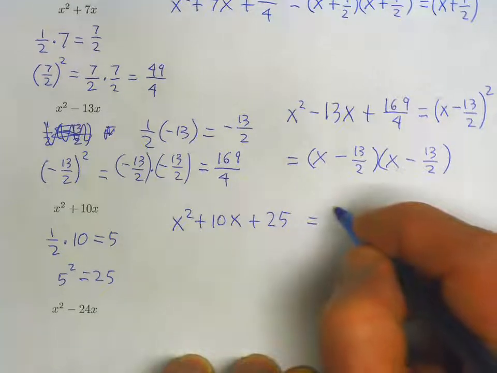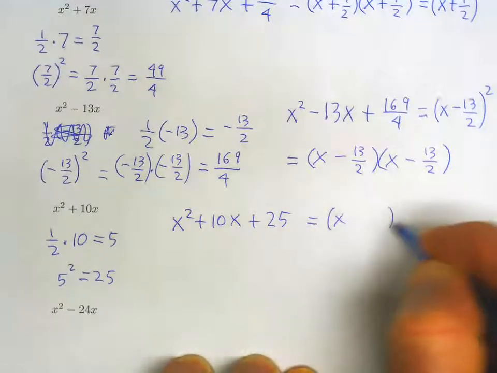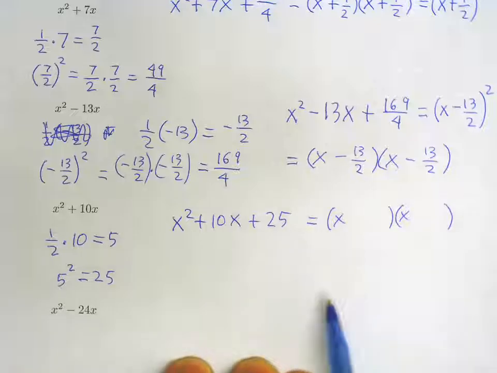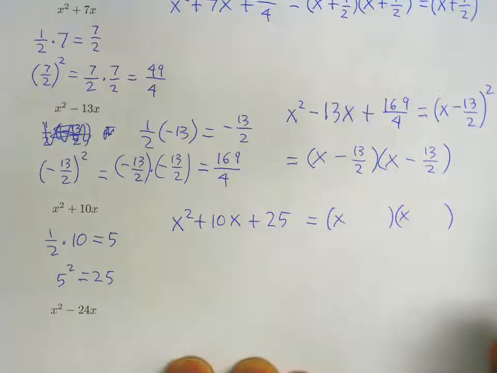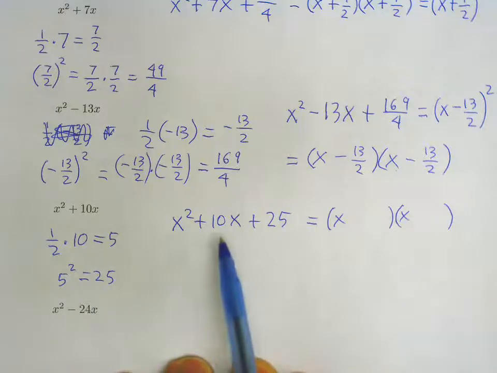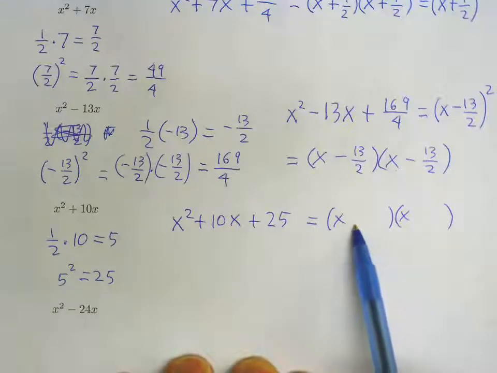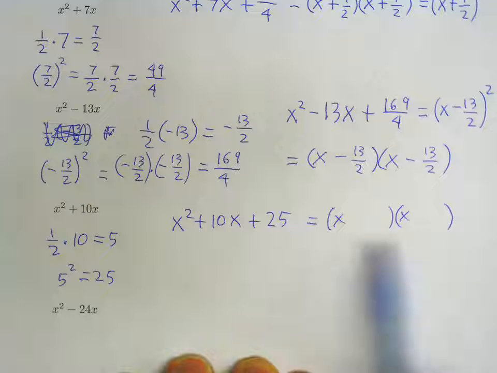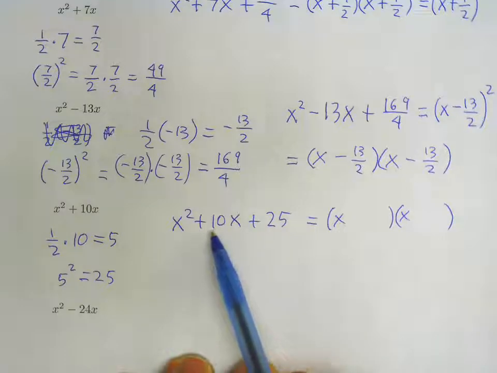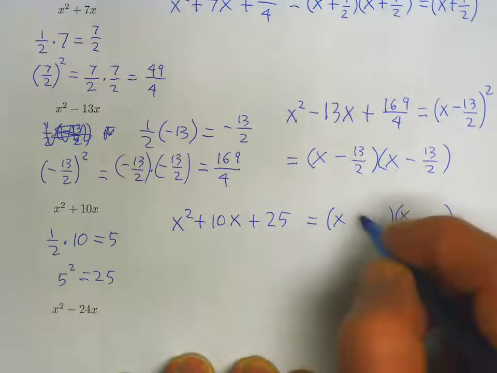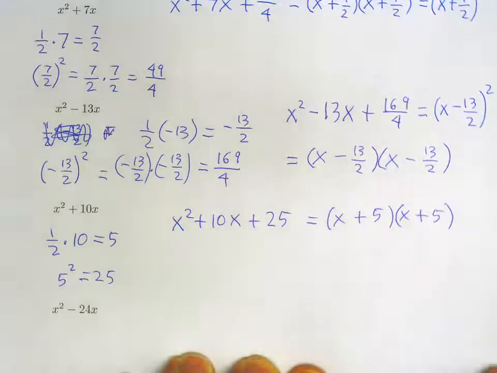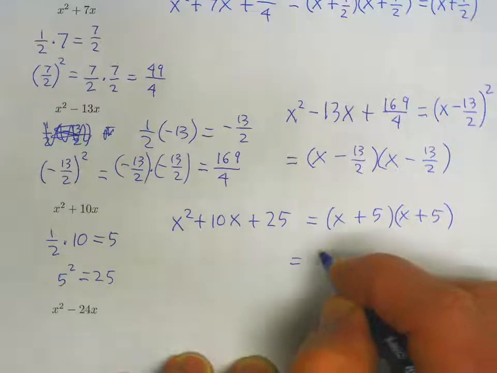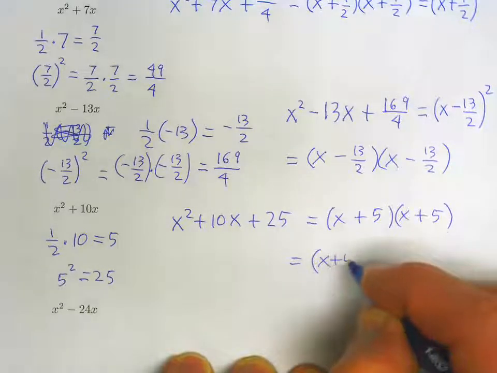And the two factors, well, each of the binomial factors has to have an x in it, because x times x is x squared. And then we know what else to put in those two binomials, because 1/2 of 10 is positive 5, so we put plus 5 and plus 5. And then we write it as x plus 5 squared.